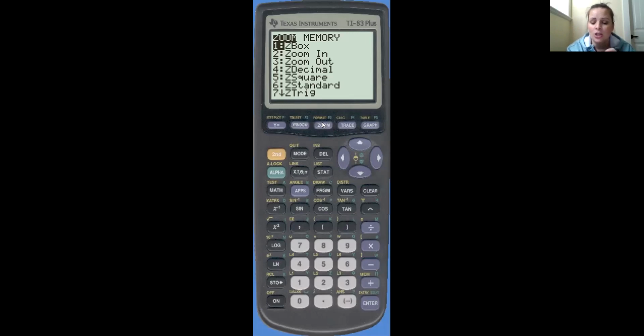zoom menu. You can either scroll down by hitting the down button on your computer, you can cheat and just hit the down button on your computer, or you can hit the number 6. To me, hitting the down button 5 times and then the enter takes a lot more effort than just hitting the number 6 button. Just hit the number 6. All right, so there we go. It was already on a standard window, but that's what the standard window was.